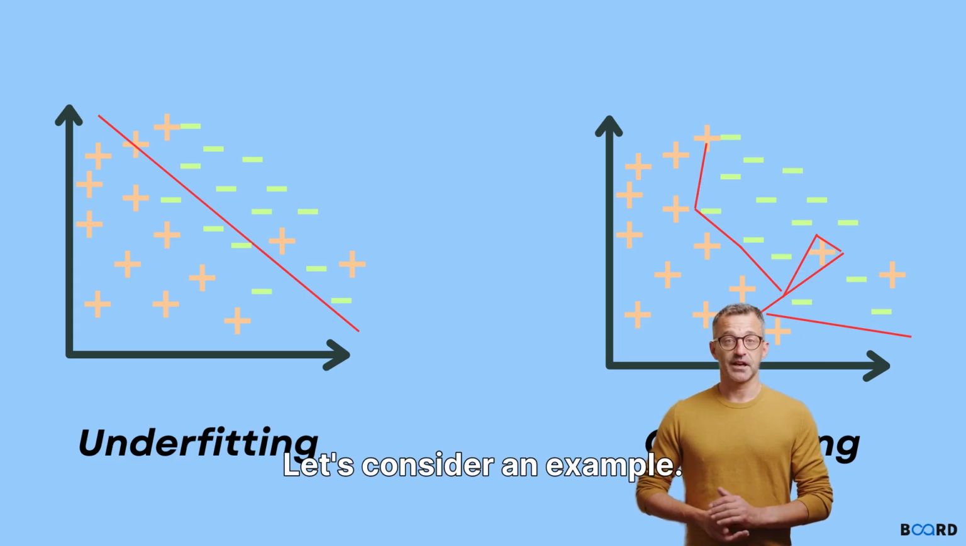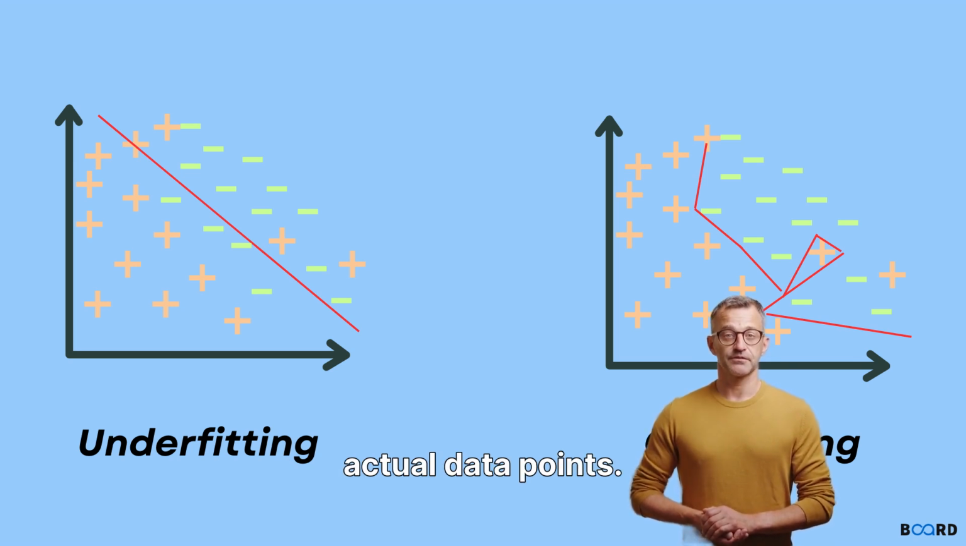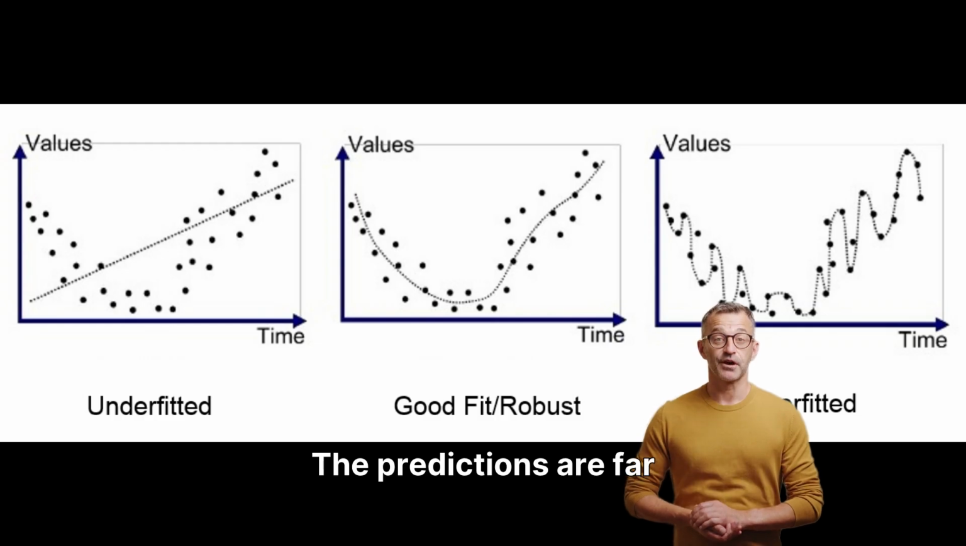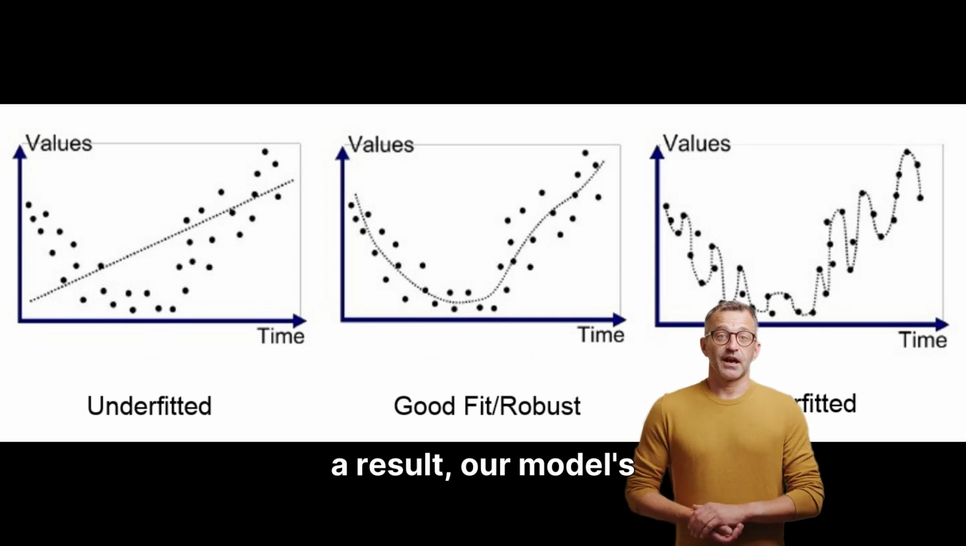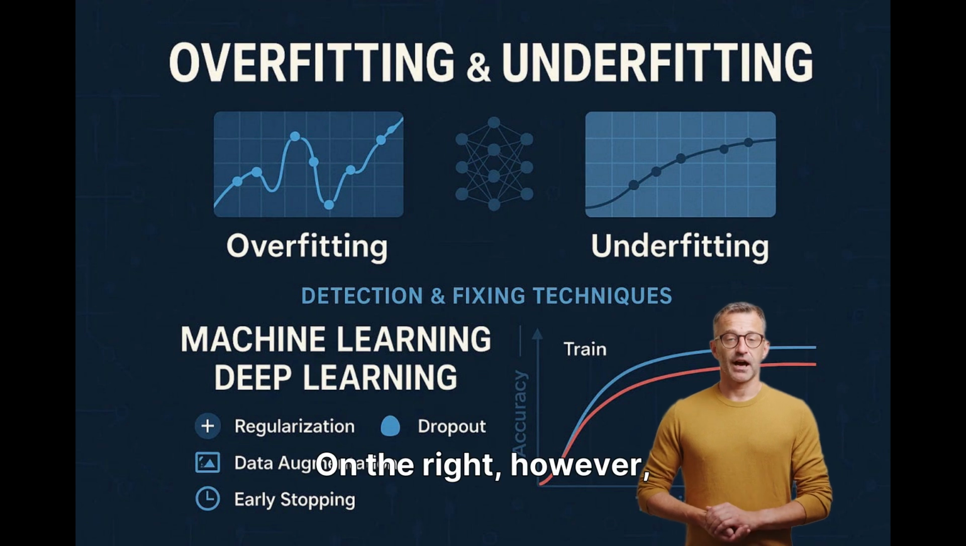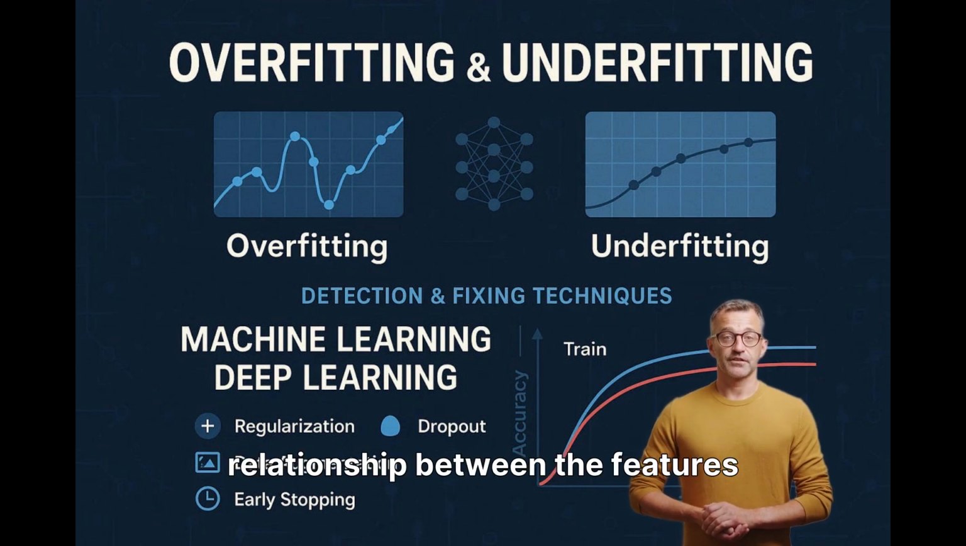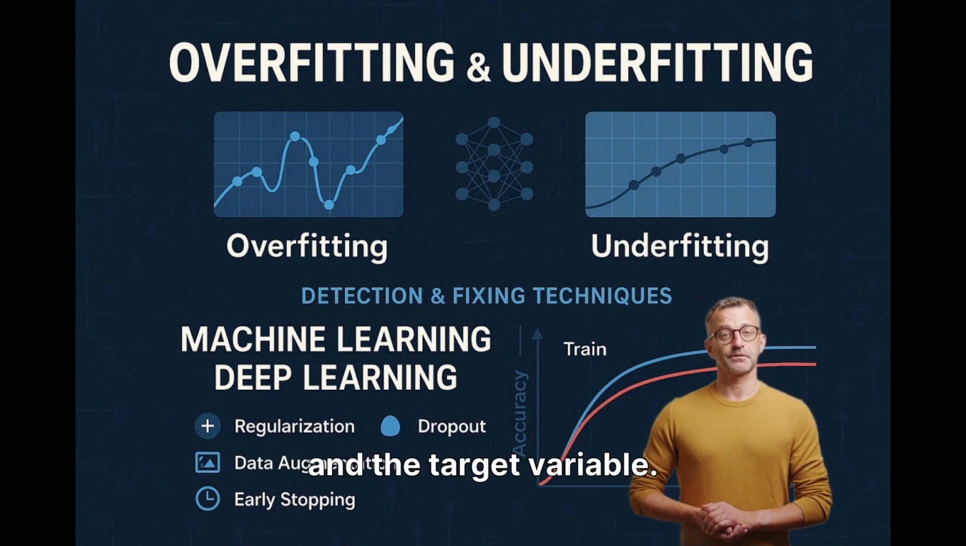Let's consider an example. On the left, we have our underfitted model. You can see how it fails to follow the trend of the actual data points. The predictions are far from reality, and as a result, our model's accuracy is quite poor. On the right, however, we have a well-fitted model that adapts to the data's complexity, capturing the essence of the relationship between the features and the target variable.